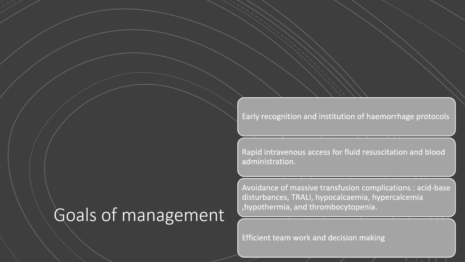If you avoid massive transfusion, you are going to avoid the complications associated with massive transfusion, which include acid-base disturbances, TRALI, hypercalcemia, hypothermia, thrombocytopenia, DIC. Efficient teamwork and decision-making, very important. The leader must make decisions early. You do not wait for a bleeding patient.